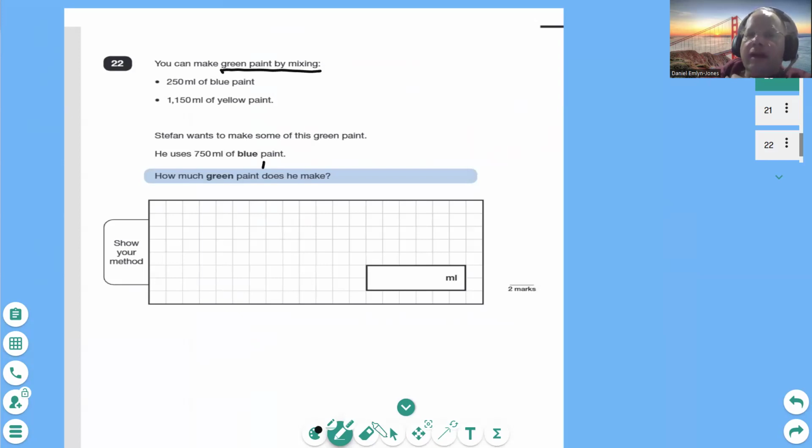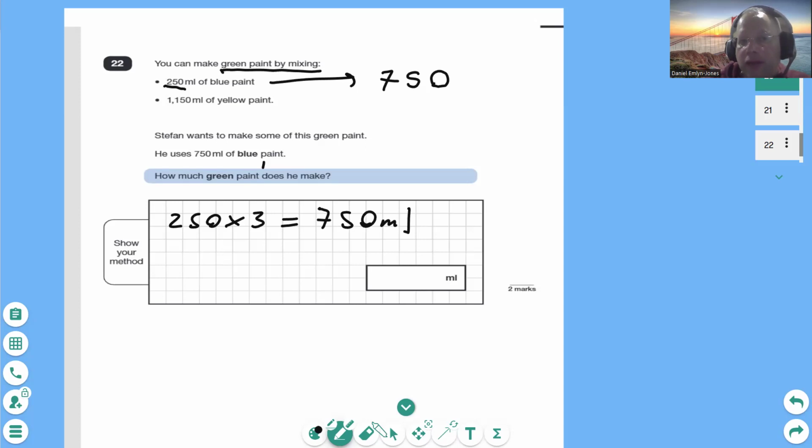What do we have to multiply 250 by to get 750? And the answer is 3. 25 times 3 is 75. 250 times 3 is 750. That's his blue paint. So if he does that, he's also going to have to multiply his 1,150 mils of yellow paint by 3 as well. So he's got to multiply them all by the same amount so he has the same proportions for his green paint.